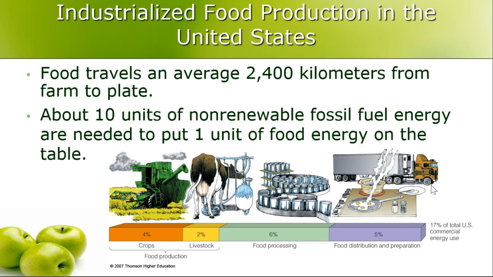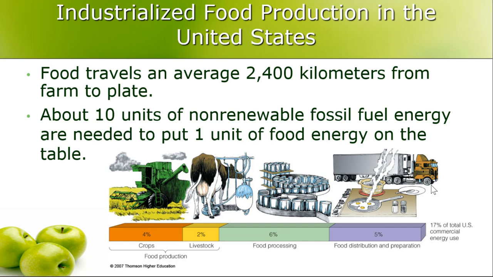Okay, now let's talk about industrialized food production, specifically in the United States. We make lots and lots and lots of food. We use almost 20% of commercial energy use in agricultural endeavors, right? Whether it is the crops and livestock, or it's the food processing or the distribution and preparation. Ultimately, it takes about 10 units of non-renewable fossil fuel energy to put 1 unit of food energy on the table. And that's kind of a lot, right? And it's something we want to think about.